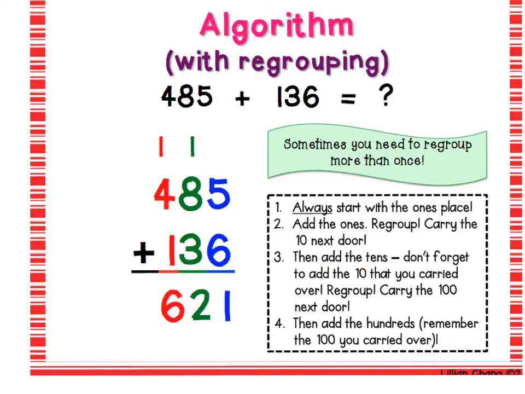Then we add the tens. And we know that 8 plus 3 is 11. And then we have to add the 10 that we carried over, and that gives us 12. We keep the 2 in the tens place and carry the 100, regroup the 100 over next door. So then we add the hundreds. 4 plus 1 equals 5. Adding a 1 equals 6. So our total sum is 621.